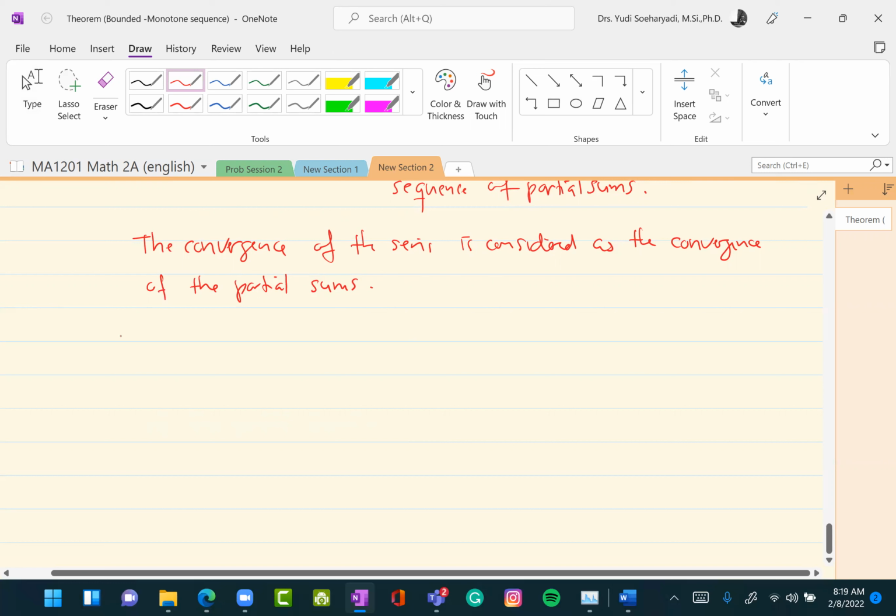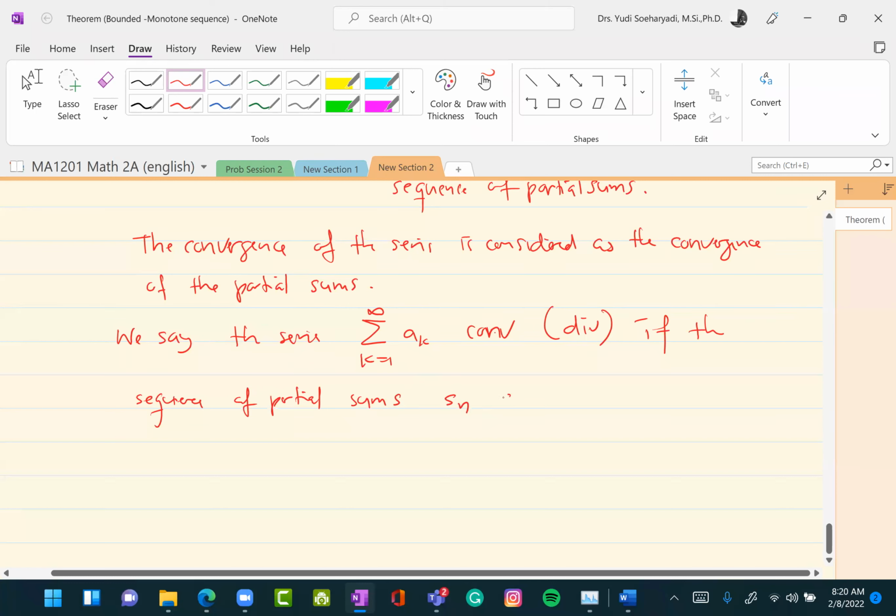We say the series, now this is the infinity, converges or diverges if the sequence of partial sums converges or diverges. Okay, let's do some examples.